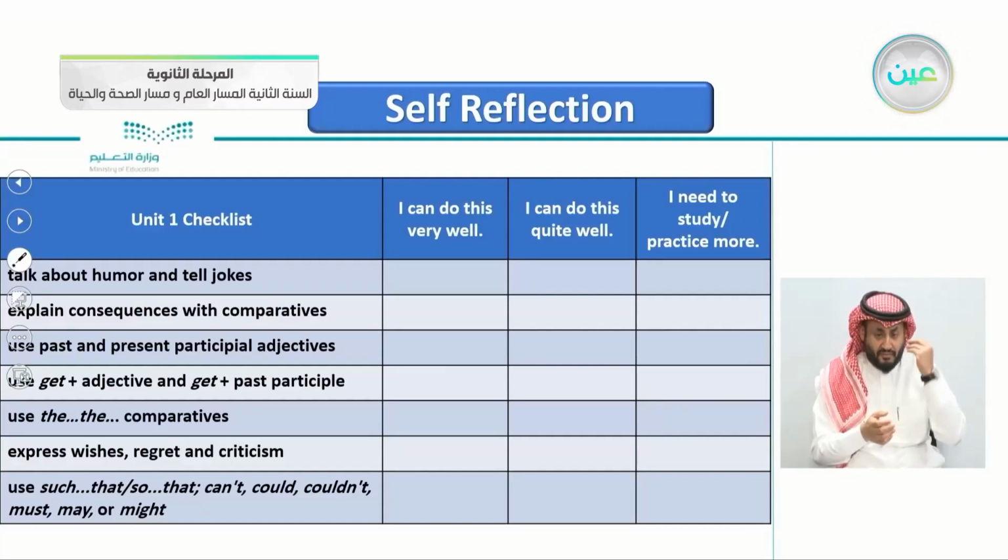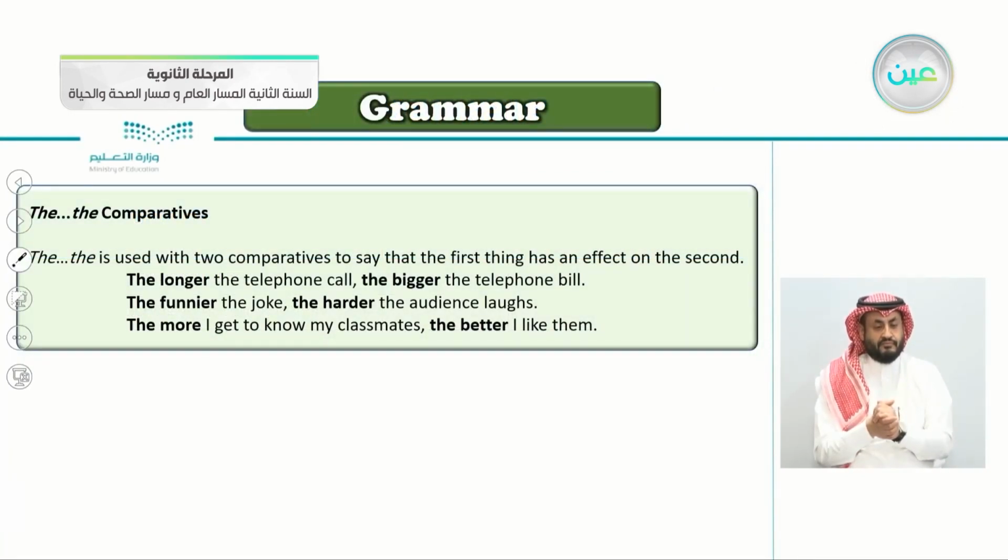If you find it easy, or you can do this quite well, or you need more practice. Also here, the comparatives, if you remember them: the longer the telephone call, the bigger the phone bill. And notice here that there is an effect on the second. So the second one is an effect. Why is the telephone bill big? Because the telephone call is long.